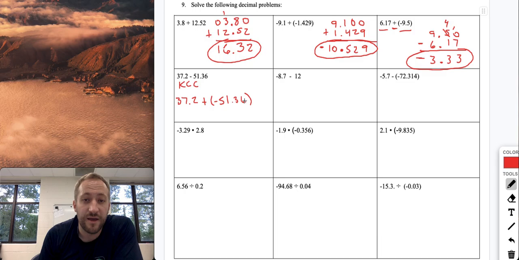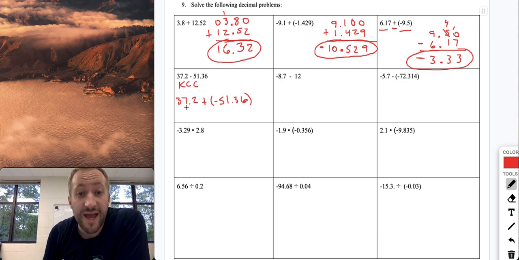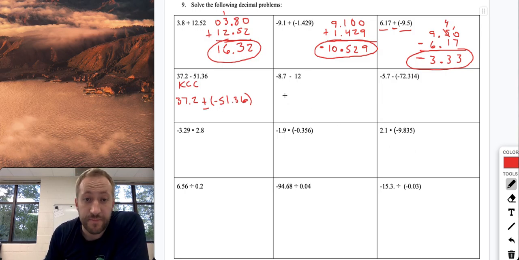Now look, this is an addition problem now, but I remember whenever I add numbers with different signs, I'm not really going to add them. When the signs are different, I really have to subtract them. So I'm going to write over here just for space. So whatever number is the larger number, that one goes on top. The 51.36, that's the larger number here. I'm going to put it on the top. 37.2, I'm going to put it down below.